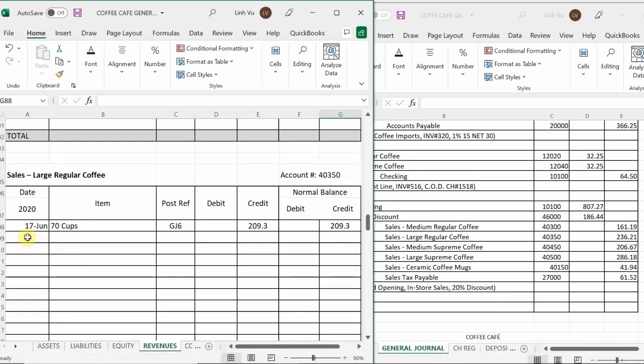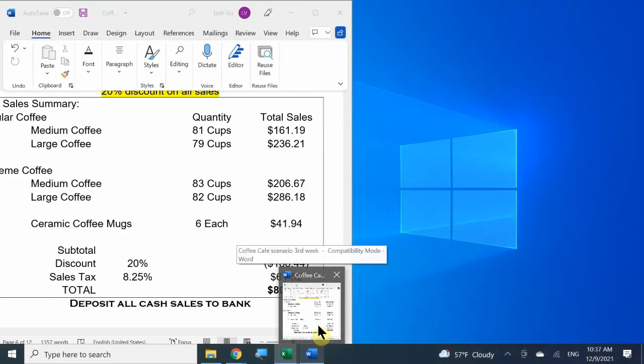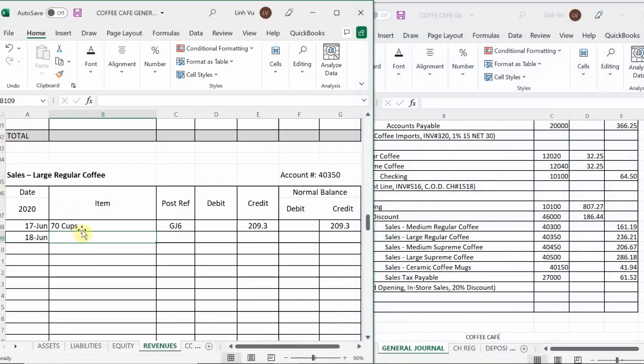So then we sold some large regular coffee. I think it was 79. Let's see. Yes, 79. 236.21, bringing my account balance to be 445.51. Good.